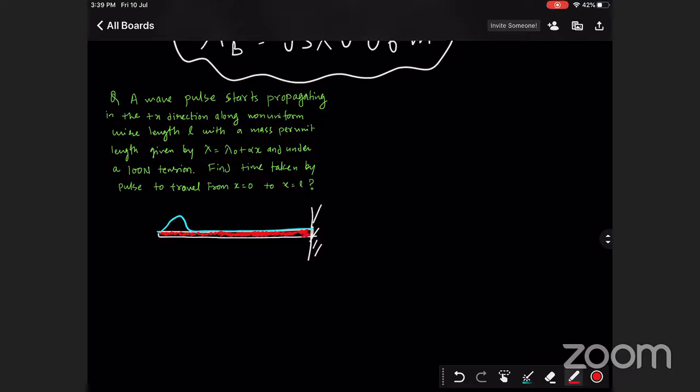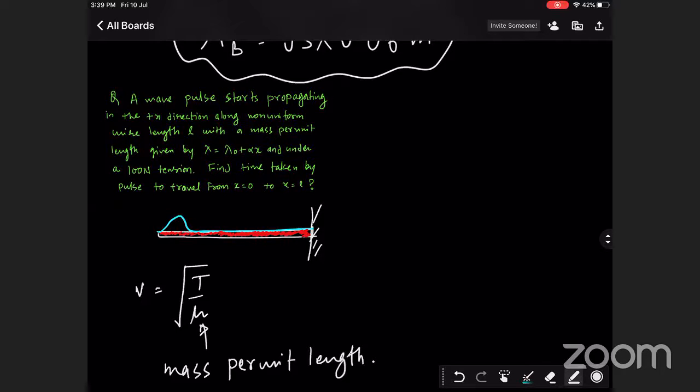So you cannot directly write speed is equal to distance upon time. You will have to take the help of integration, right? Hopefully all of you remember velocity is equal to the square root of T by mu. And what is mu? Mass per unit length. What is its value according to the question? Mu naught plus alpha x, right?